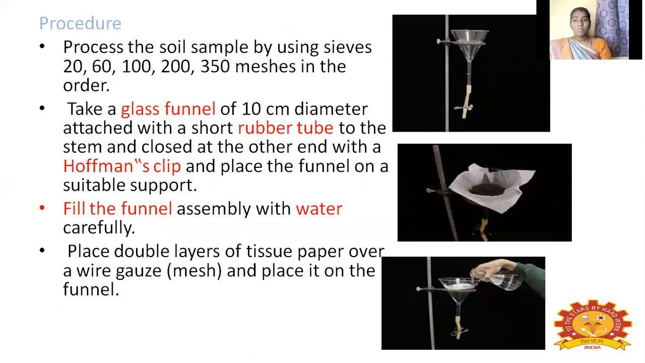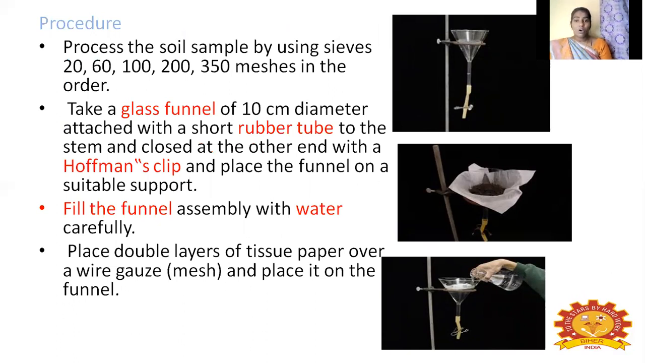So, step by step. First, process the soil sample by using the sieves, 20, 60, 100, 200, 350 mesh, in the order we have been taking. So we have collected the different sieve residues, and in that we can take any residue, 100, 200, 350 residue, we can take anything.